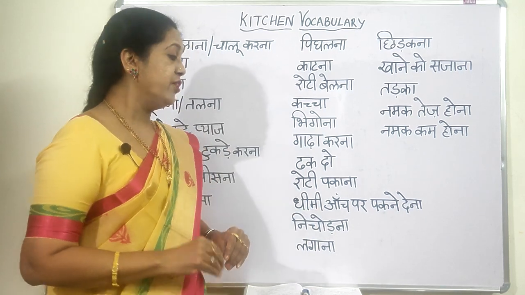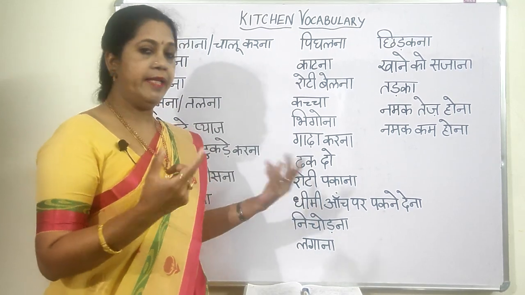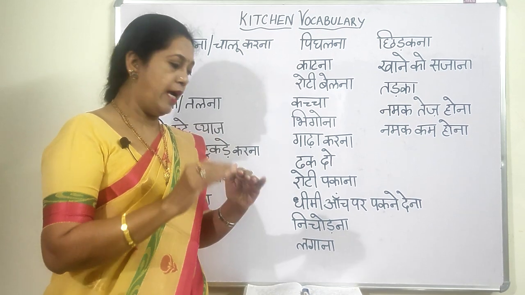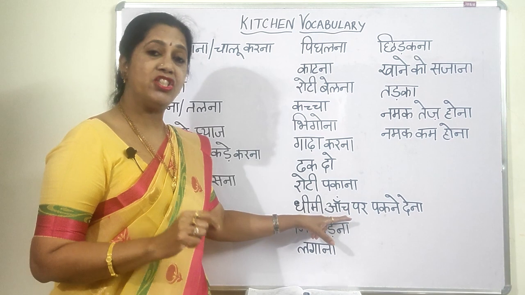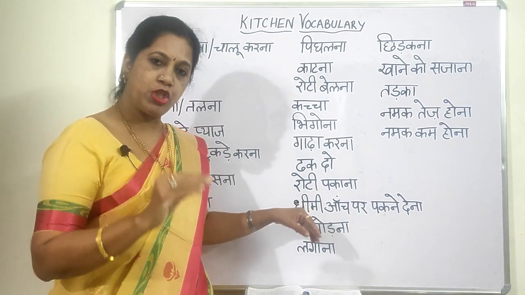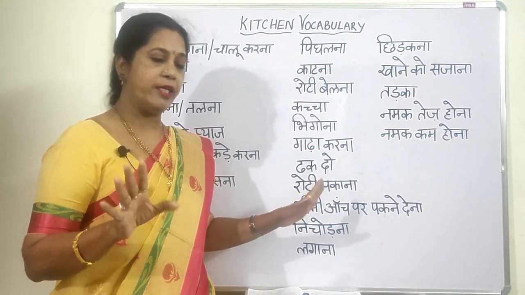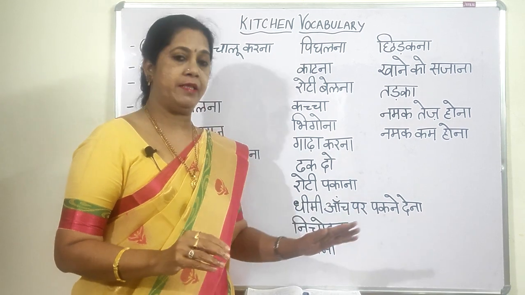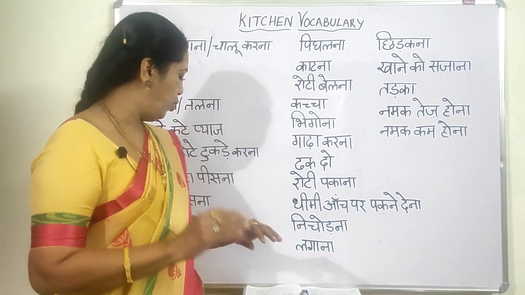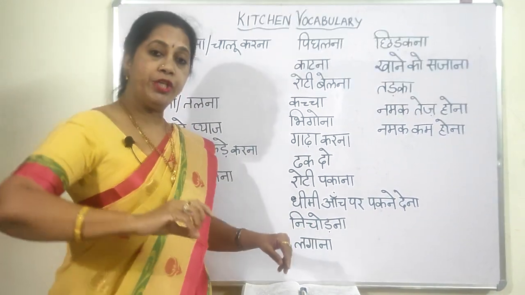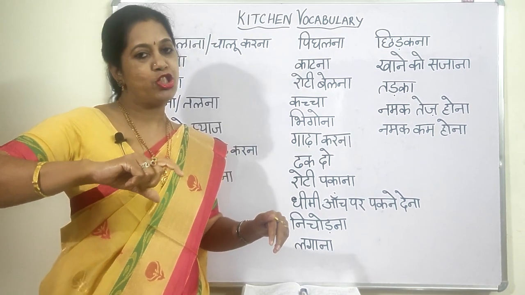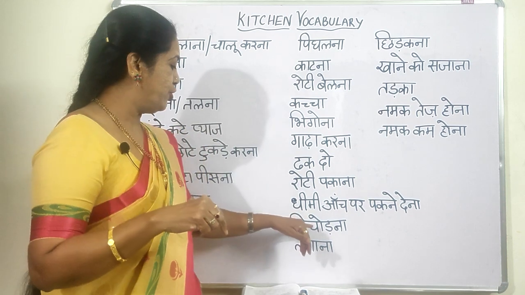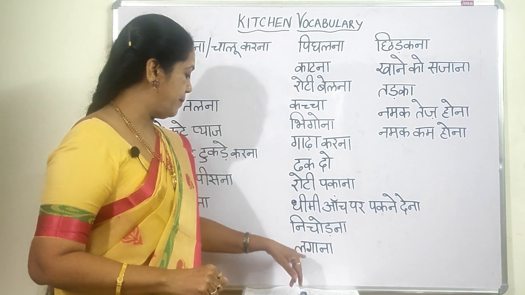The next one, dhimi aanch par pakne dena, to allow it to cook in low flame. Dhimi aanch means flame, dhimi means slow. So that means to simmer and cook. Dhimi aanch par pakne dena, to cook it at a very low flame. Nichodna means nimbu ko nichodna, that is to squeeze a lime. Okay, nichodna is to squeeze.